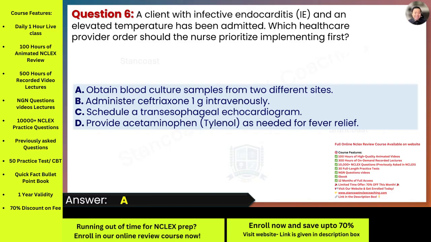And since identifying the specific organism is critical for choosing the most effective antibiotic, administering ceftriaxone too soon can actually be a misstep in this case.